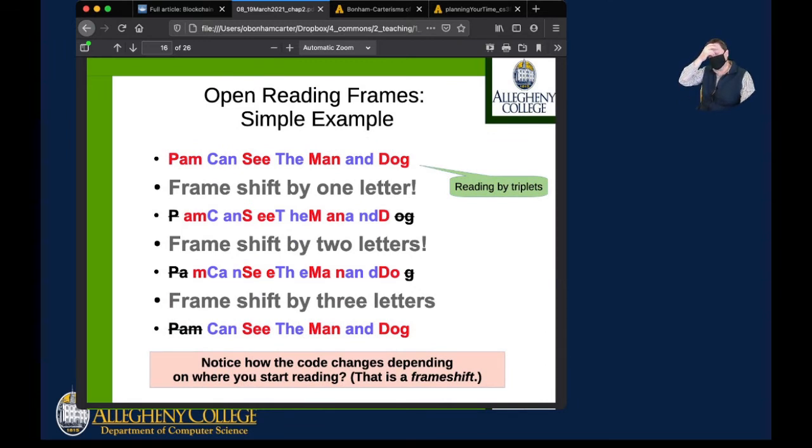So here's an example. Here we have a sentence: Pam can see the man and dog. These are a whole bunch of words that are 3 letters long. When we read this, we start reading with the P from Pam. Pam can see the man and the dog. That's how our eye clusters these letters together so that we can make sense of the text.